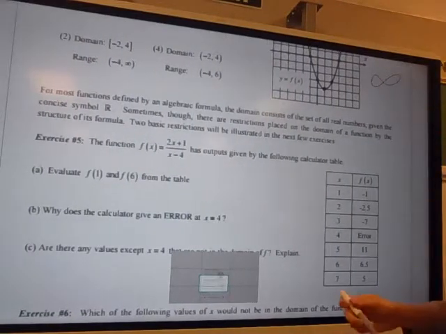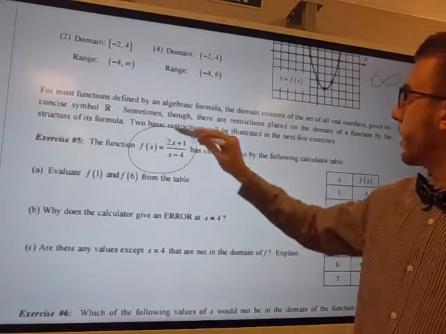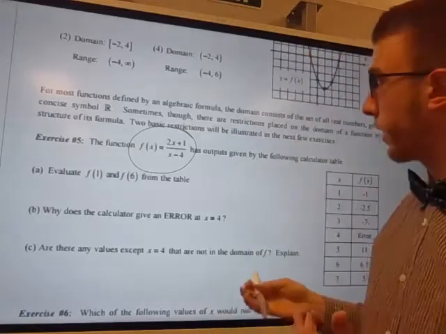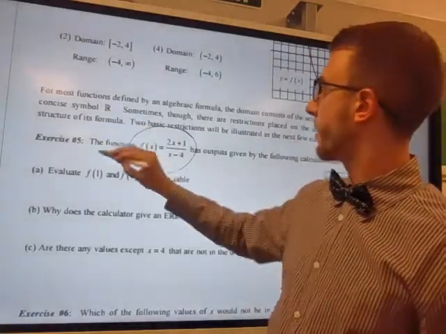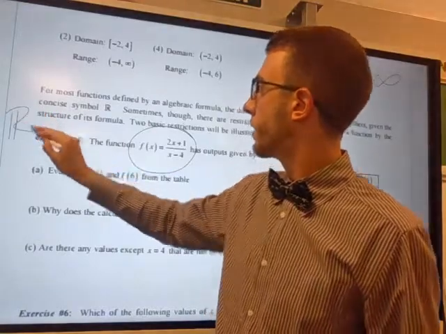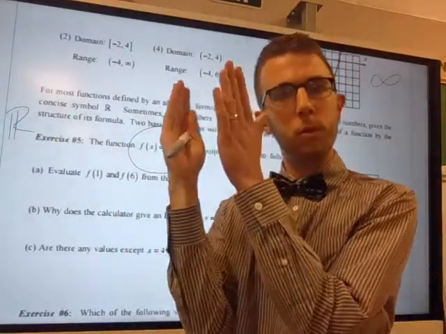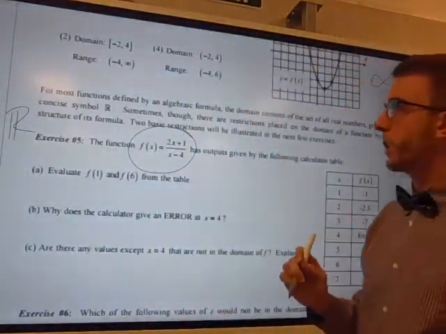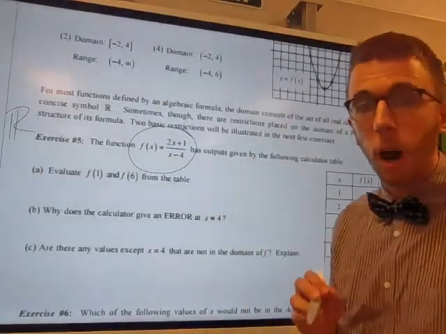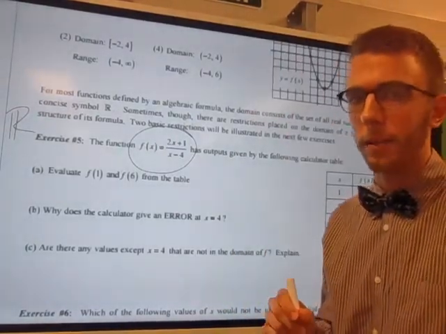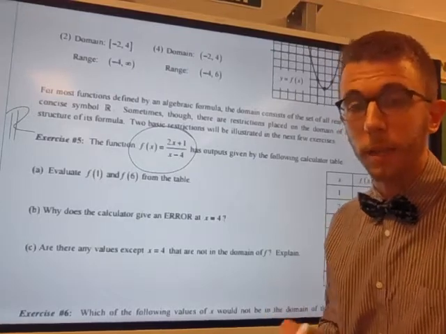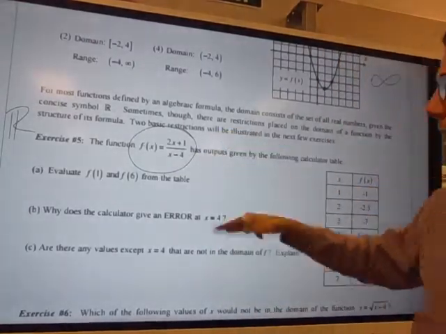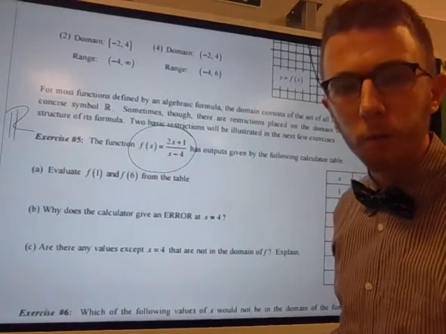For most functions defined by an algebraic formula like we have here, the domain consists of the set of all real numbers, okay, most likely. And that's given by the concise symbol R. It's like an R with two trunks, maybe. Okay, sometimes, though, there are restrictions placed on the domain, meaning the x values, depending on its formula, the structure of its equation. Okay, so two basic restrictions are illustrated in these next two exercises. We're going to go through those right now.